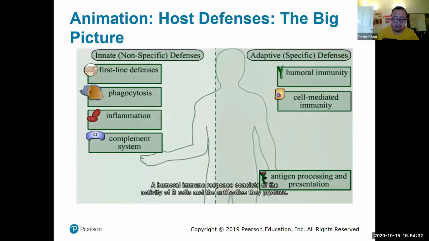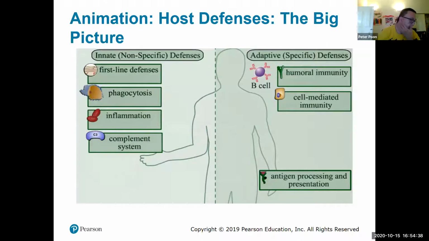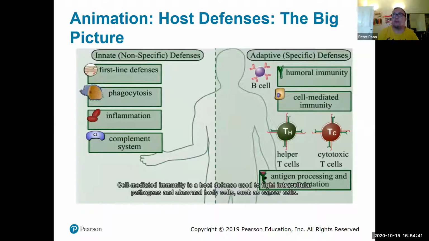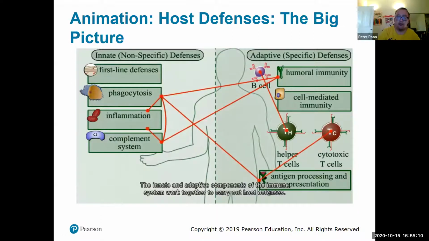A humoral immune response consists of the activity of B cells and the antibodies they produce. Cell-mediated immunity is a host defense used to fight intracellular pathogens and abnormal body cells, such as cancer cells. The protagonists of cell-mediated immunity are T lymphocytes, which can be divided into two groups, helper T cells and cytotoxic T cells. Helper T cells secrete cytokines to activate other cells of the immune system, while cytotoxic T cells attack infected cells directly. The innate and adaptive components of the immune system work together to carry out host defenses.